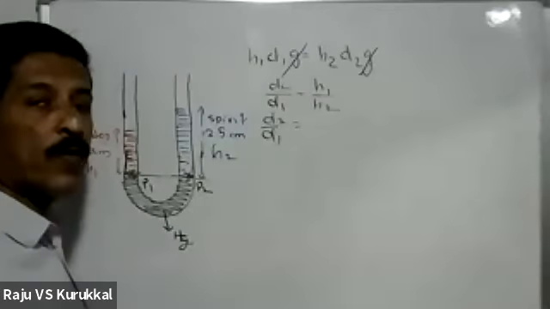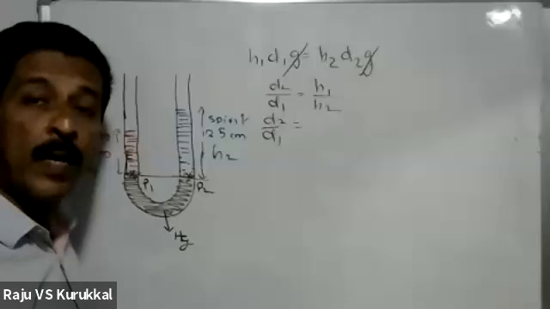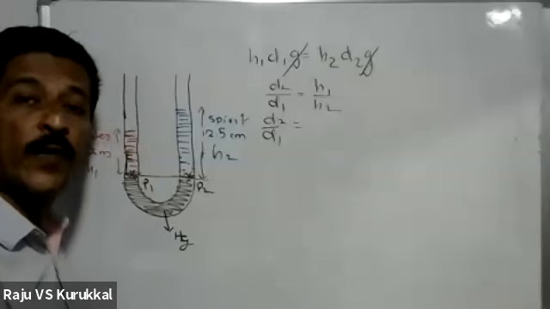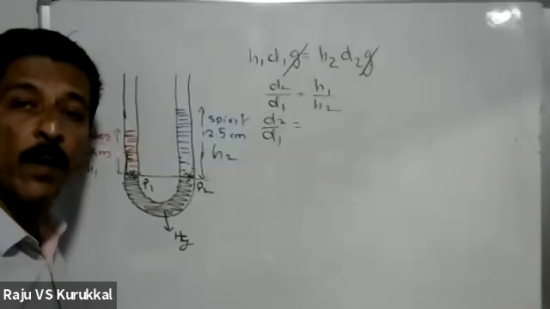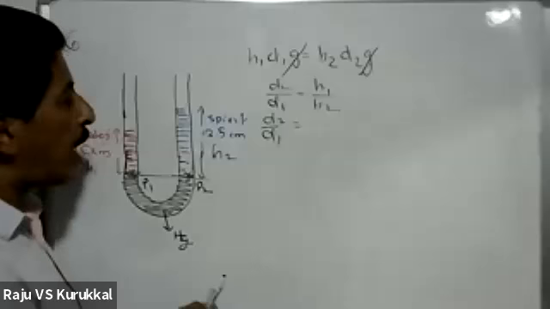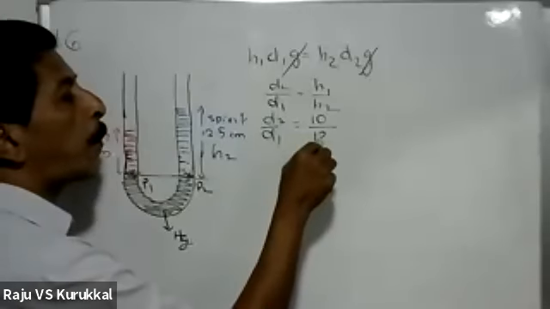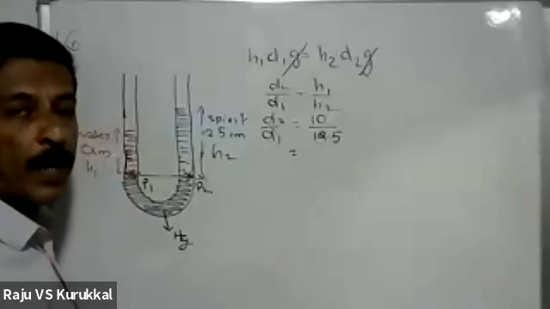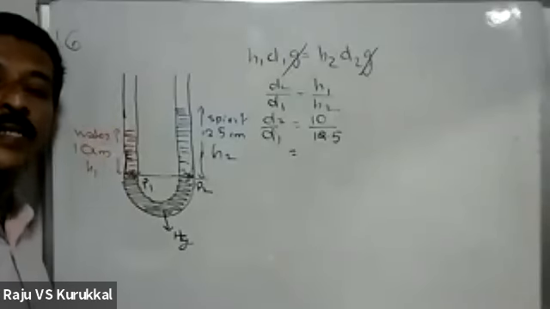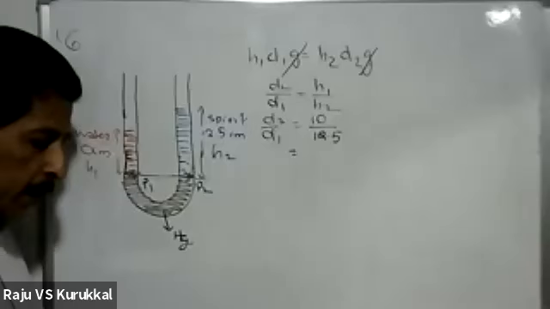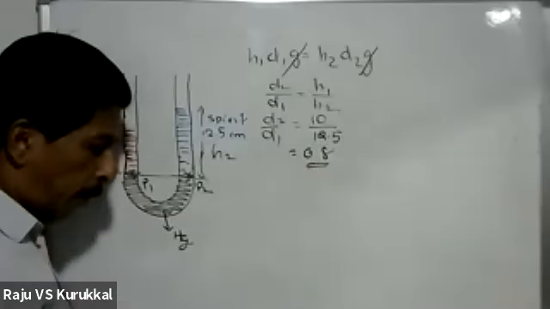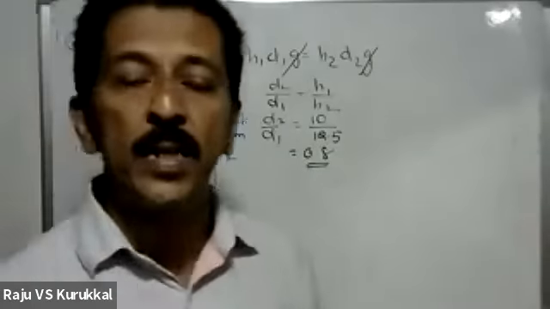Relative density D2 by D1. What is relative density? Density of a liquid divided by density of water. That is relative density. So compare the heights. H1 is 10 centimeter divided by 12.5 centimeter. Centimeter cancels. Relative density has no unit, no dimension. Then the result is approximately 0.8.